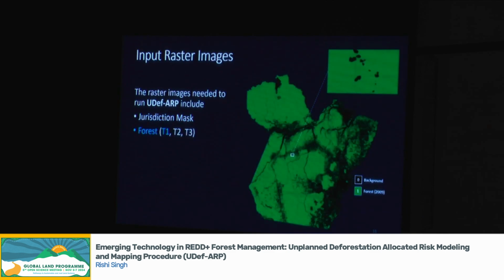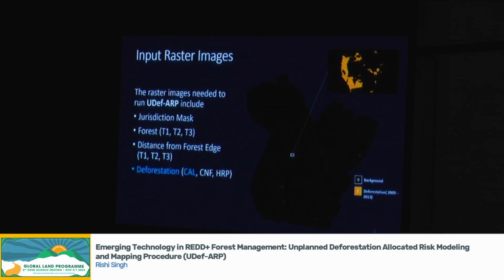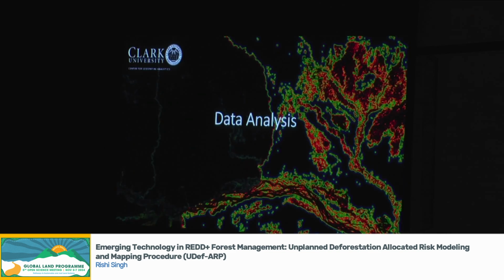And then we have our forest at our 3 time points, time 1, time 2, and time 3. I'm just going to jump back to show that again. In the top right, you can see that this is gross deforestation, which is how it's laid out to be done. And then the distance images, and then the deforestation broken out for those individual time periods, the calibration, the confirmation, and then the combined HRP. And then the administrative divisions, which in this case is the municipalities, of which we have 144 in this area.